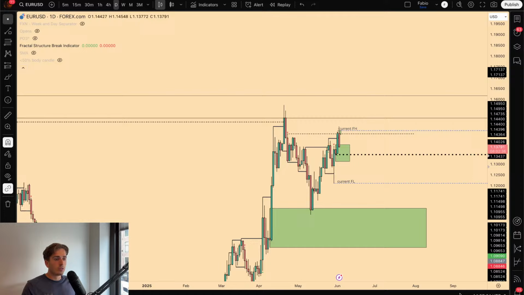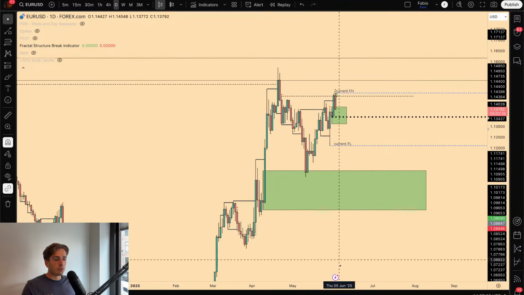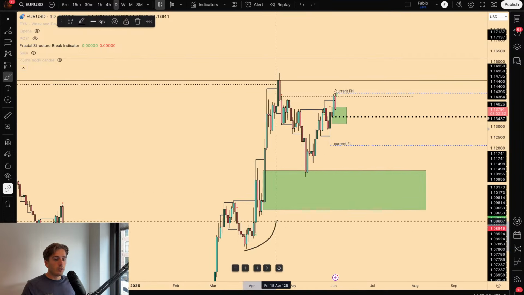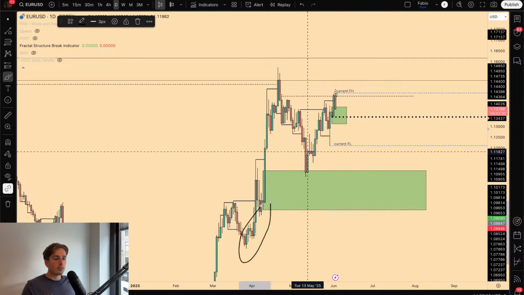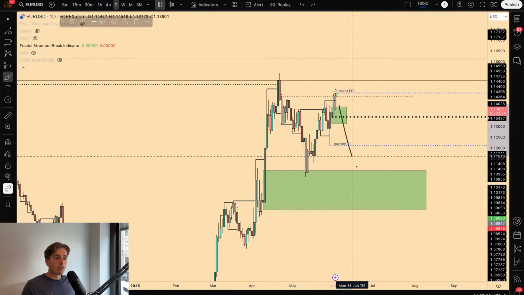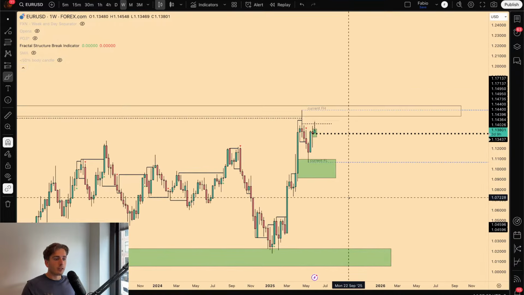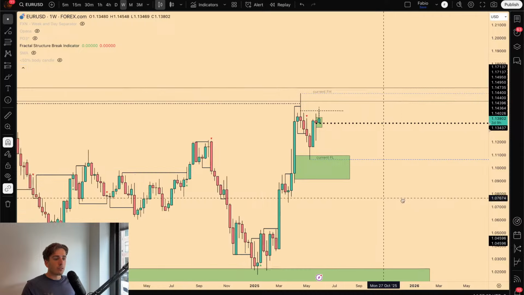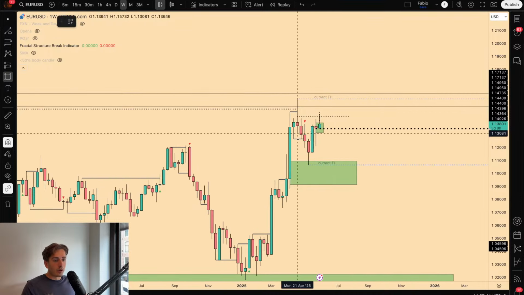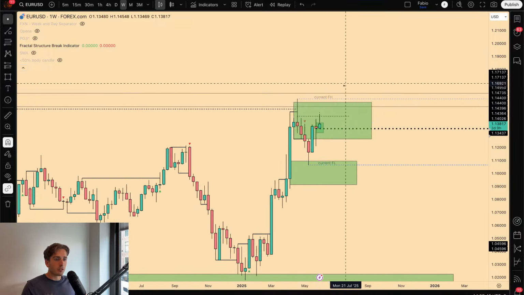I think overall it still has potential to come all the way back down and take out these ascending lows. I'm looking for a much bigger sell-off on EURUSD. I don't really see it going a lot higher than it currently is. You guys know, based on the weekly time frame, and I might be wrong in a few weeks' time, but I might also be very, very right.